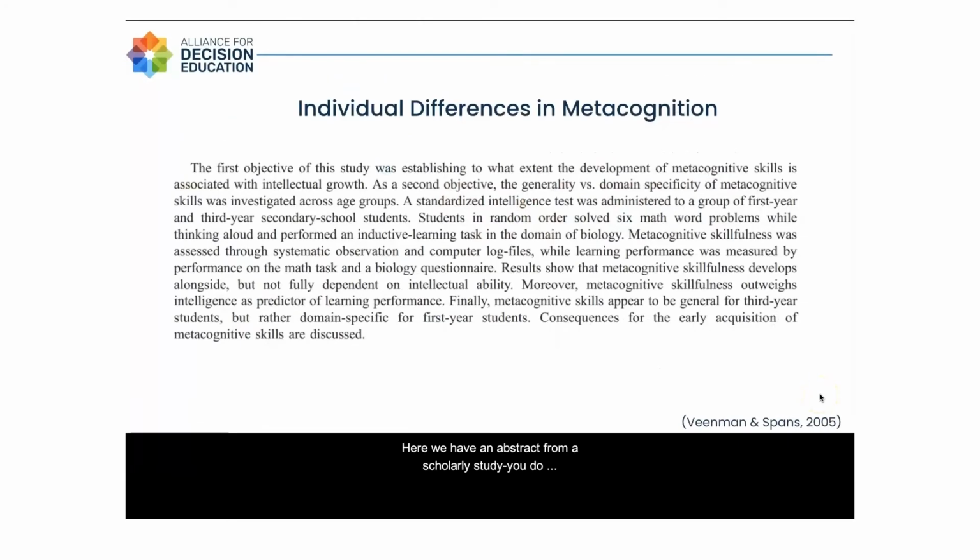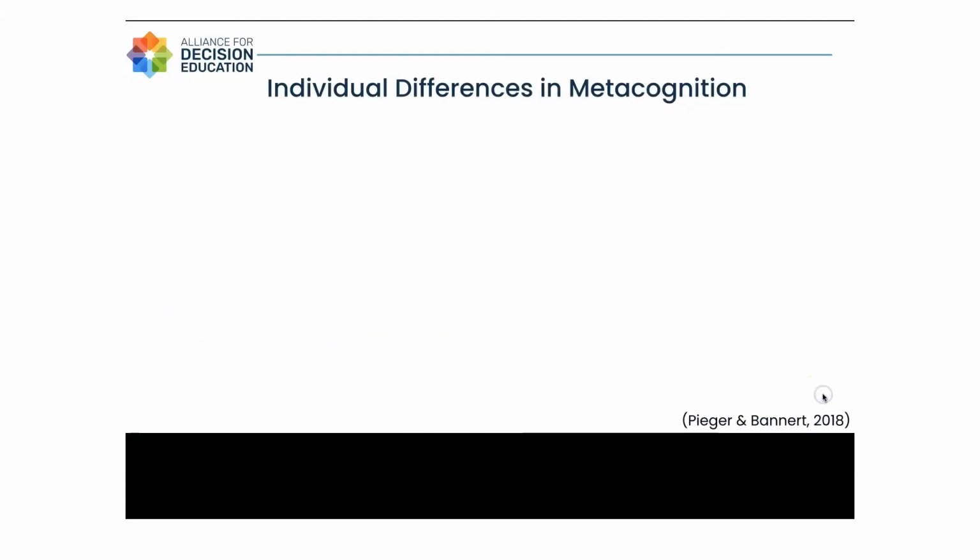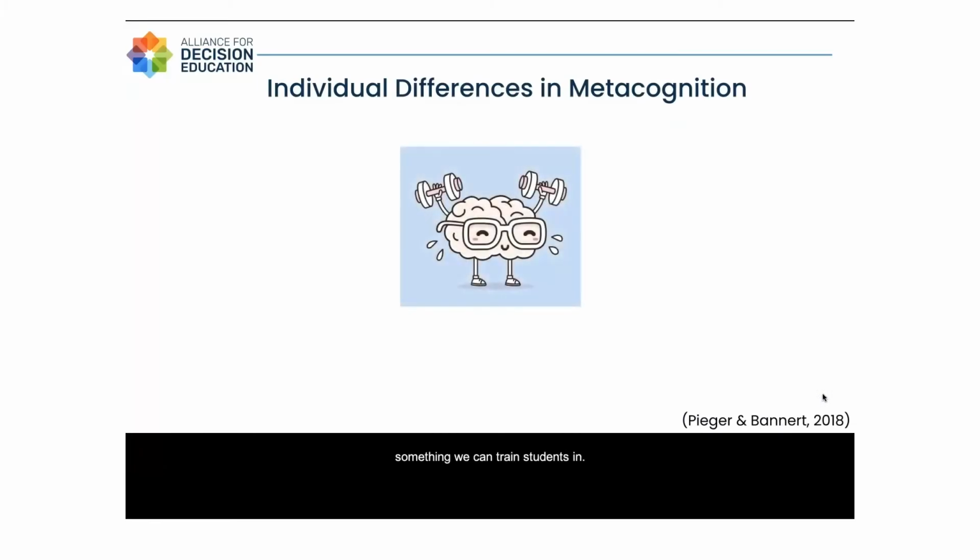Here we have an abstract from a scholarly study. You do not need to read the whole thing, but I want to draw your attention to two things. Scholars have noted that metacognition is related to intellectual ability, but it's independent. So it doesn't mean that having intellectual ability is the same as being able to track and reflect on that intellectual ability. And what some research is showing is that metacognition is actually a better predictor of learning performance than intelligence. So being able to reflect and think about your thinking can be a better predictor of learning performance than raw intellectual abilities.